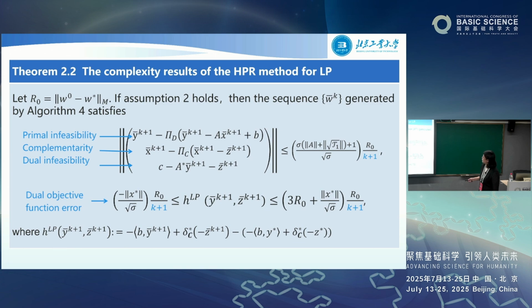So how do we improve this? First, I will introduce the complexity result of the HPR method. If Assumption 2 holds, then the sequence generated by the HPR method will satisfy this inequality. This covers primal infeasibility, complementarity, and dual infeasibility, which means the KKT residual. And also we have the gap and the dual objective function error. Both iteration complexities are big O of 1 over K.